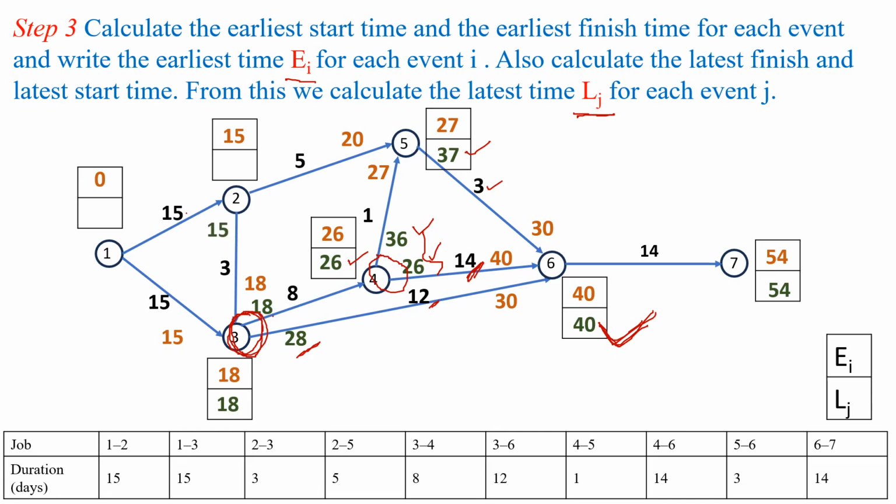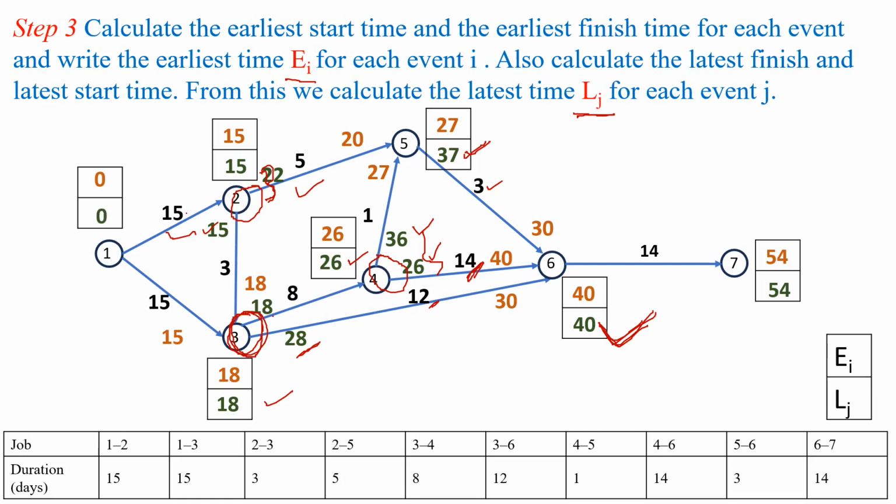Next we have to look for the activity 2 to 3. Finish time is 18. Start time will become 18 minus 3, that is 15. And here also observe that event 2 is the burst event for the activities 2 to 5 and 2 to 3. So next we have to look for the activity 2 to 5. Finish time is 37. Start time will become 37 minus 5. Sorry, here it is 32. So among 32 and 15 we have to consider the minimum value, which is 15.